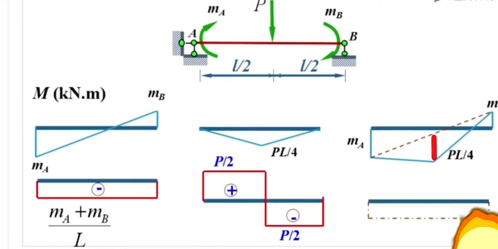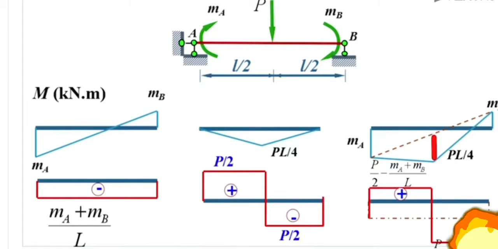This value here, the dashed line, is negative (MA plus MB) over L. Then we add half P. So the final result for this part is equal to half P minus (MA plus MB) over L. And for this part, the value of shear force is equal to negative half P minus (MA plus MB) over L. By using the superposition method, we could obtain this shear force diagram according to the bending moment diagram.